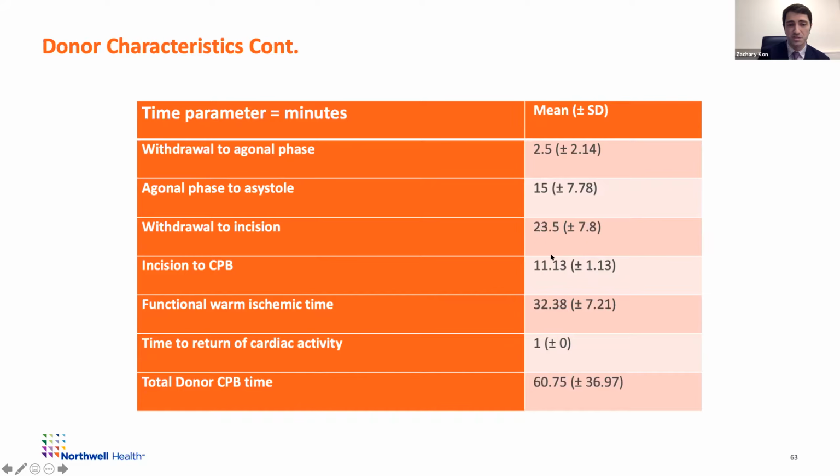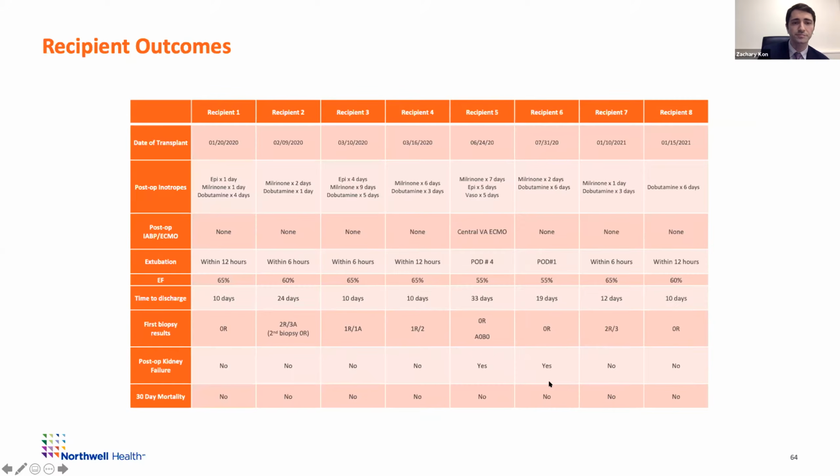And then incision to full bypass was around 11 minutes in most patients. So a pretty reasonable amount of time to get these patients on, with a functional warm ischemic time of around 32 minutes. And again, total bypass time around 60 minutes.